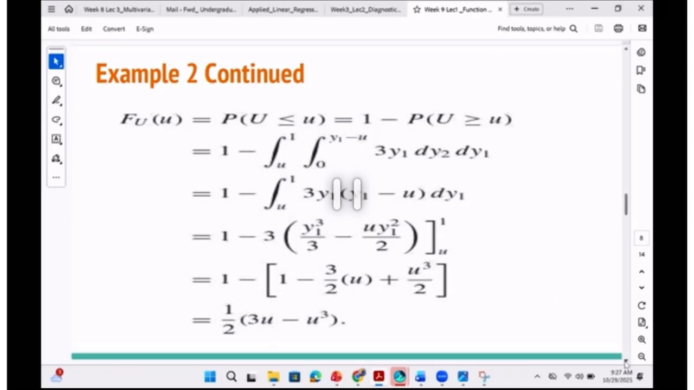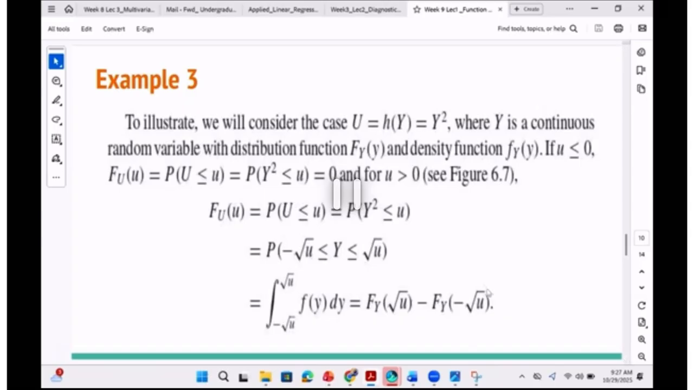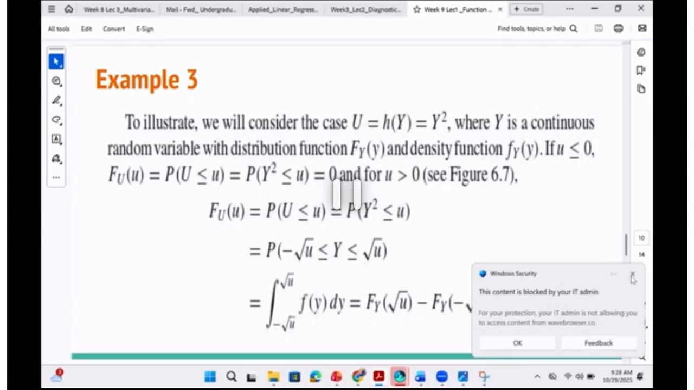Differentiating this guy will give me this. Now, the final answer is this guy. This is the f of u. Now that I have this as f of u, I can get the mean of that.